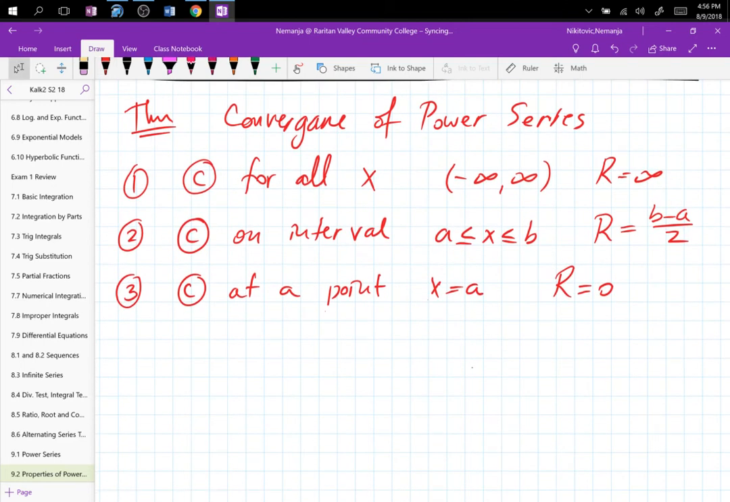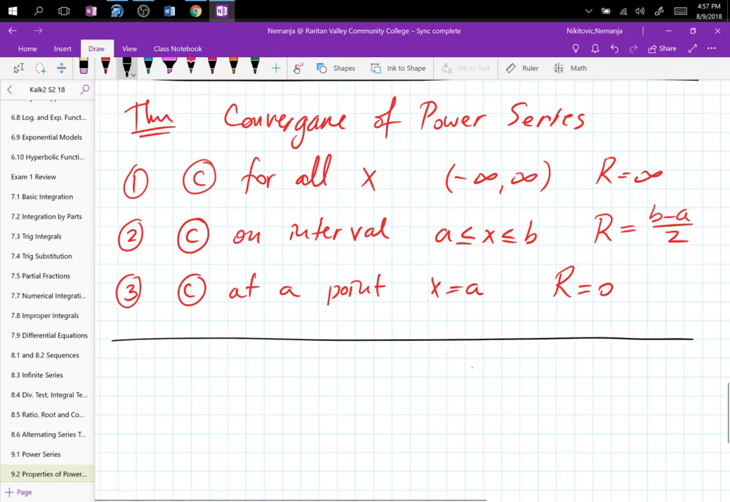Obviously, if the power series diverges for all values of x, we don't care about it, right? It's not useful to us for most part. So the power series either converges on one of these three or otherwise diverges everywhere else.